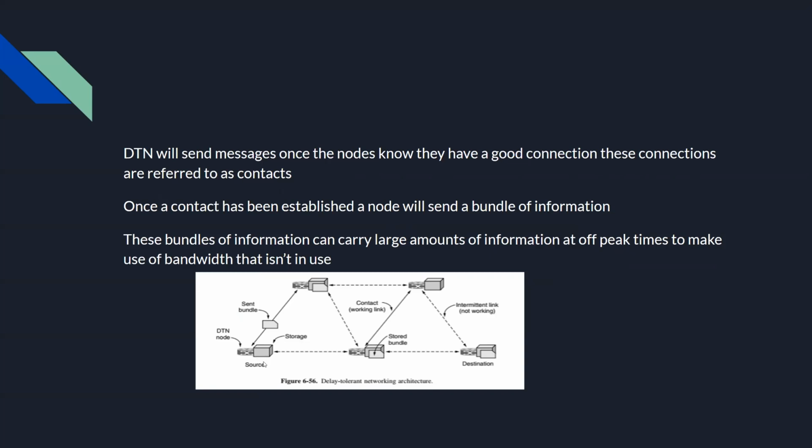You can see the node here is sending to this node, now that it has a working connection, indicated by the solid line here. The intermittent links, or the not working links, are dotted. And so you can see when there is a working link, the node will send the data.